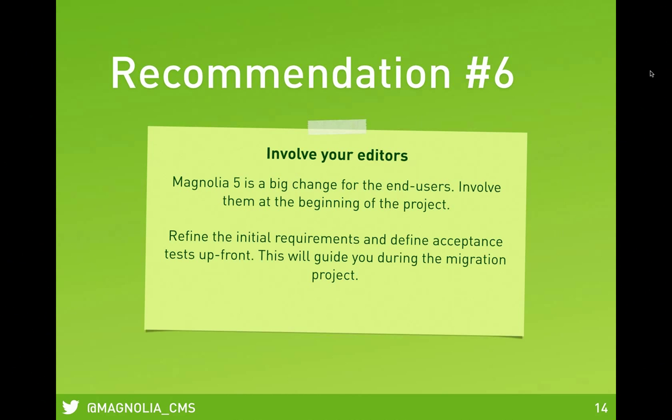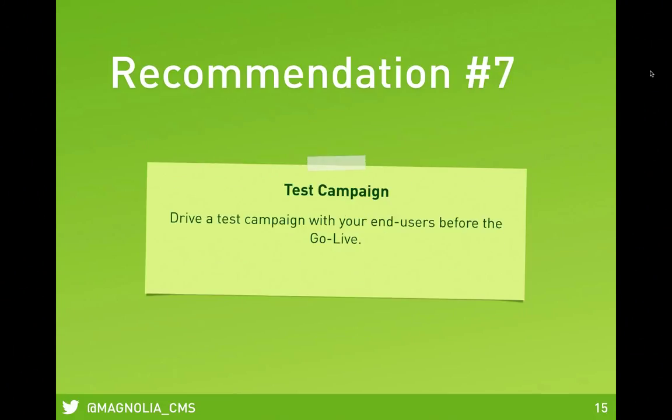For your end users, Magnolia 5 is a big change. We suggest you involve them upfront in the project. For instance, you can refine the initial requirements and define some acceptance tests. Those tests will guide you during the migration project. You can also run a full test campaign with your end users. It's a very convenient way for them to get a hand of the new Magnolia 5 before going live.